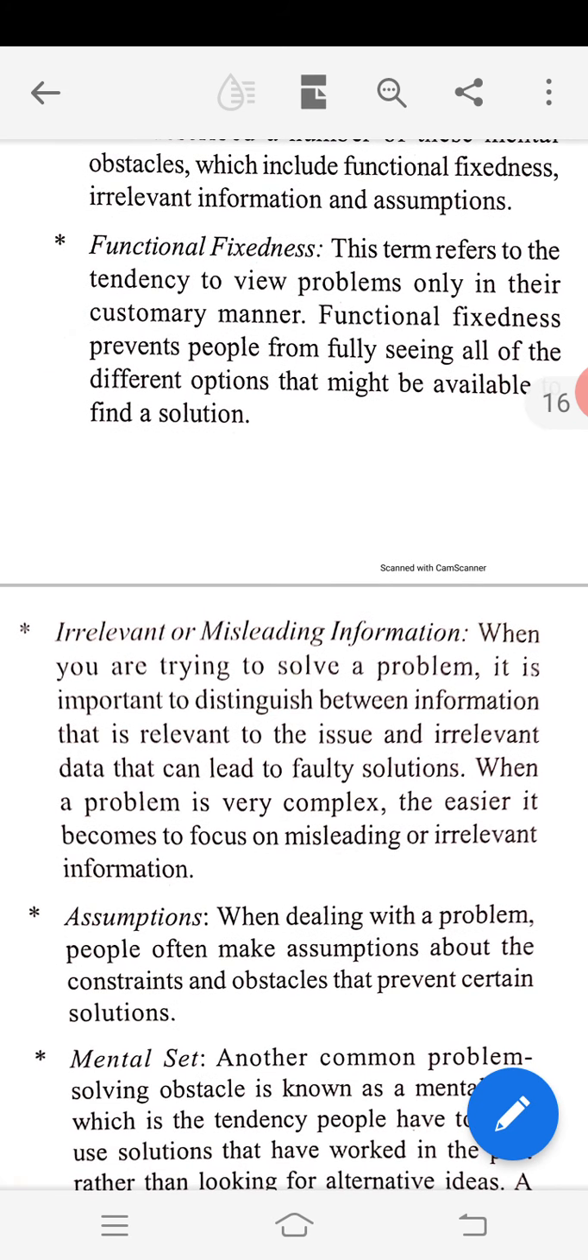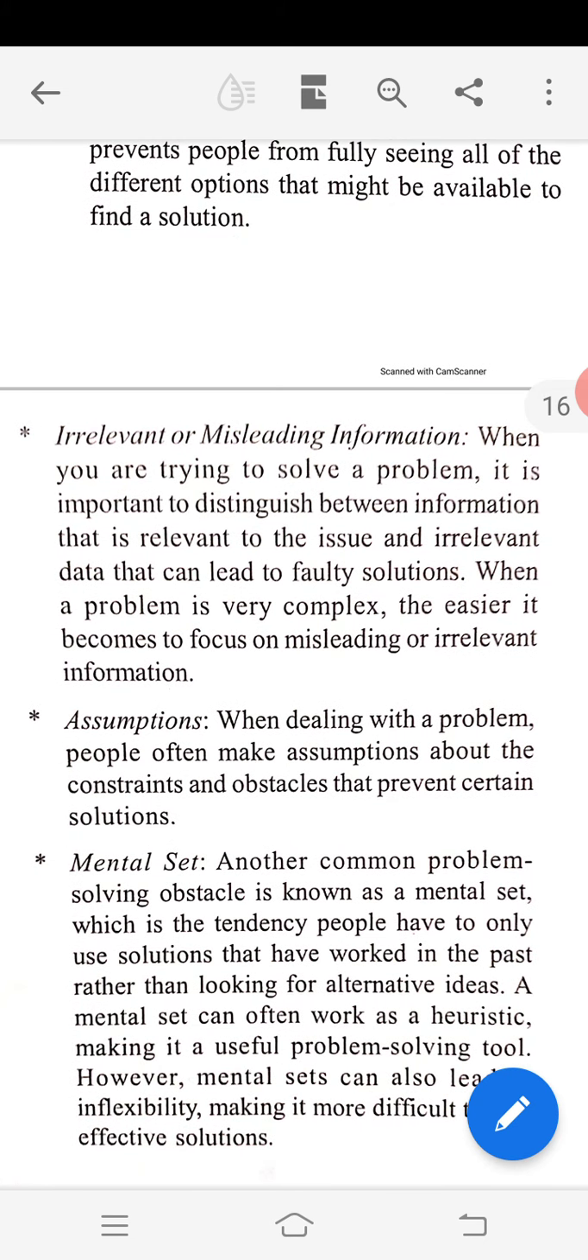If the problem is very complex, it will not be solved with faulty solutions. If you have good solutions, even a complex problem can be solved. Then assumptions, that is the truthfulness of the problem-solving process.